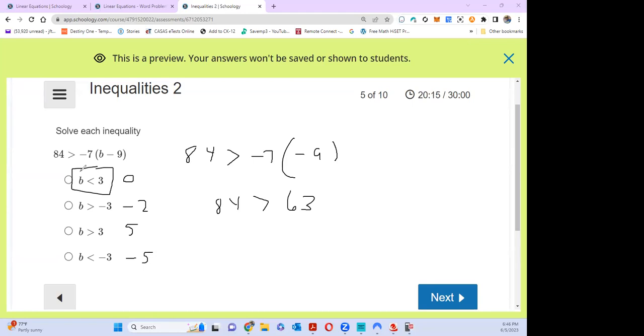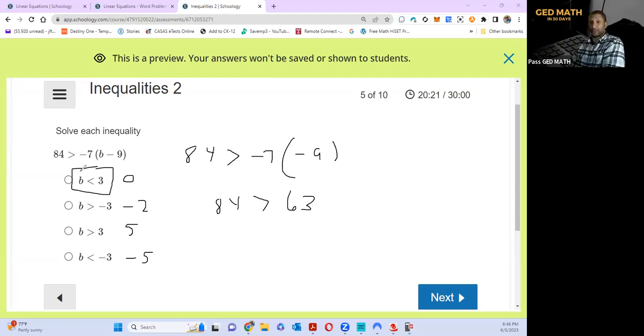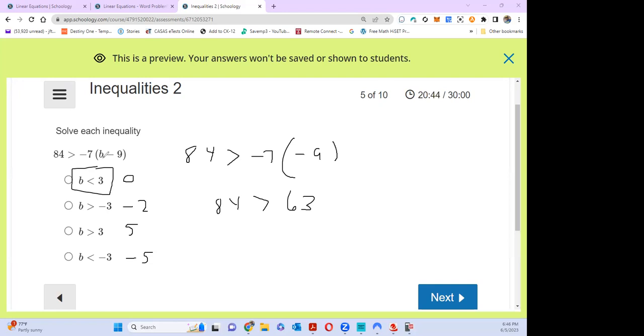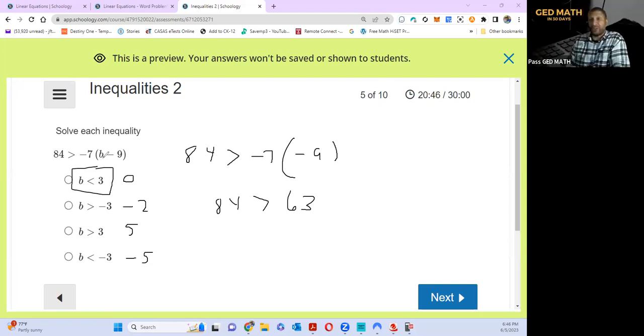I didn't do all that algebra work. I'm finished. And this is what conceptual understanding means. Understand what inequality means. Whatever number I put there, 84 has to be greater than that number. So for a number less than 3, I used 0. Why did I pick 0? Because I know anything plus or minus 0 is that same number, so I can easily do mental math. Minus 7 times minus 9 is a positive 63. So I didn't even do all that algebra work and still got the same exact answer.